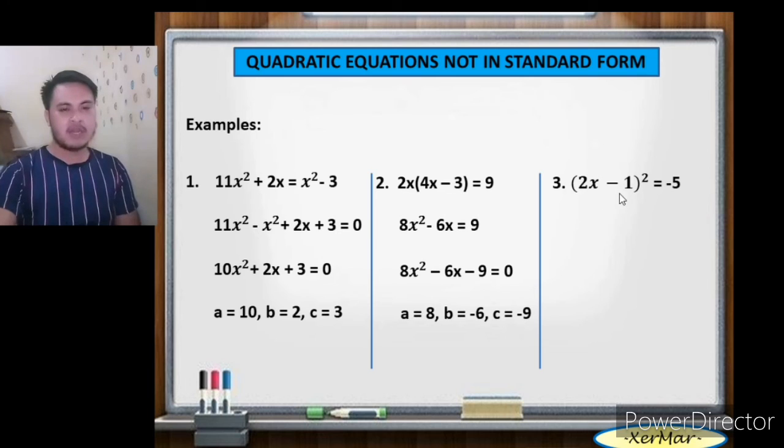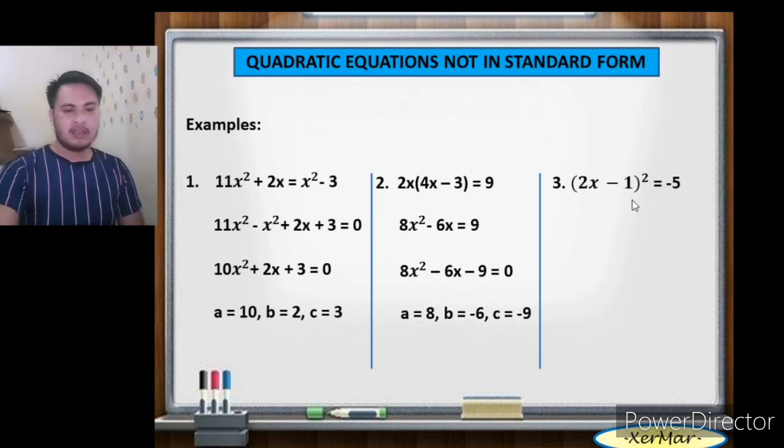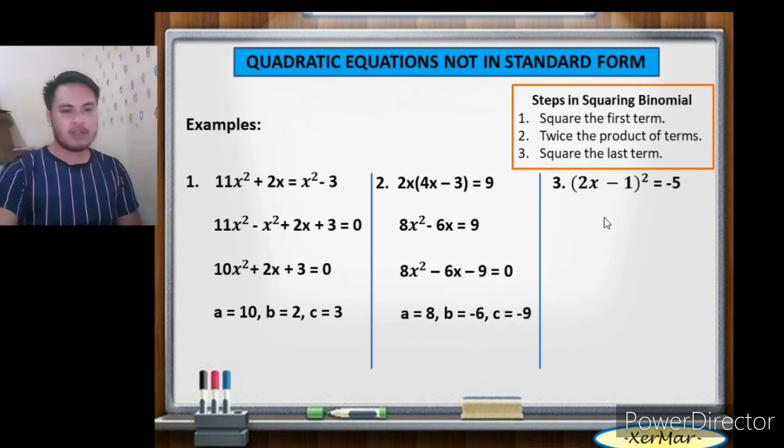Observe, here we have a binomial raised to the power of 2. Meaning to say, we are going to multiply the binomial by itself. In order to expand or get the product, we can use the FOIL method. But here, I will use the shortcut in squaring a binomial, because this is an example of squaring a binomial.